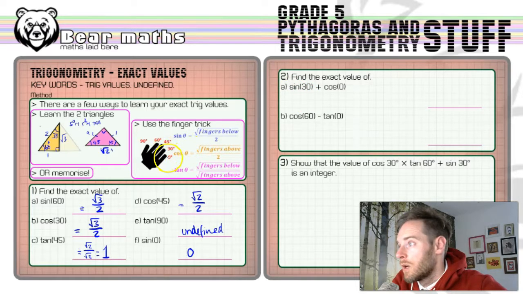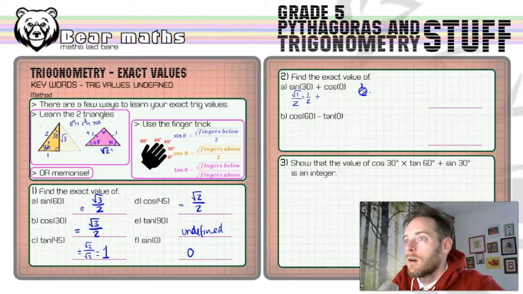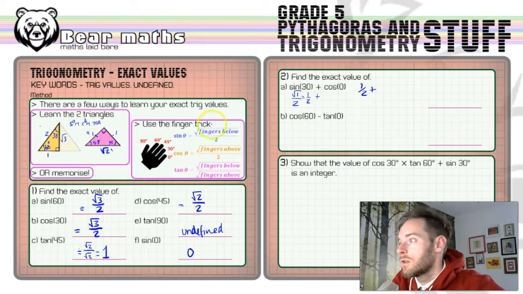So fingers below, we've got 1 finger below, so root 1 over 2. Root 1 is 1, so that's 1 over 2, half. Okay, plus, let's just write that out over here. So that's 1/2 plus cos of 0.